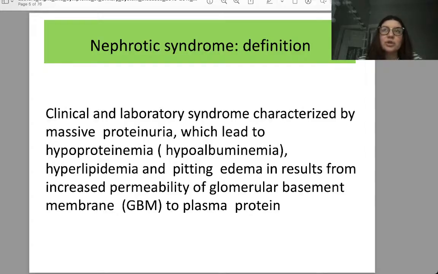Another syndrome for today is nephrotic syndrome. About this syndrome I want to talk with you a little bit more. It is a clinical and laboratory syndrome characterized by massive proteinuria, which leads to hypoproteinemia or hypoalbuminemia, hyperlipidemia, and pitting edema, resulting from increased permeability of the glomerular basement membrane to plasma protein.